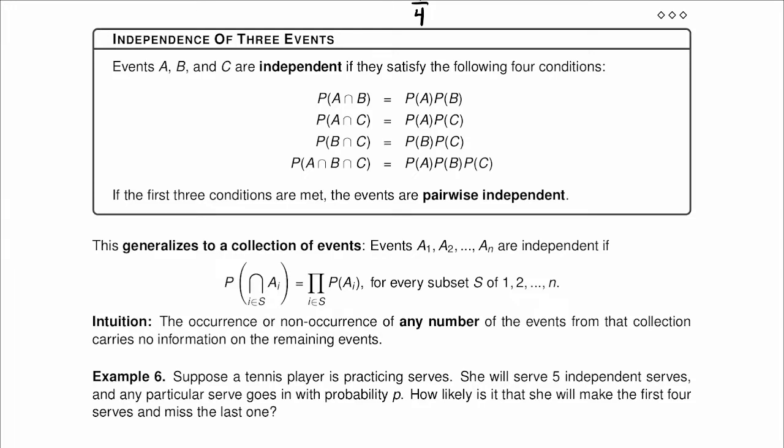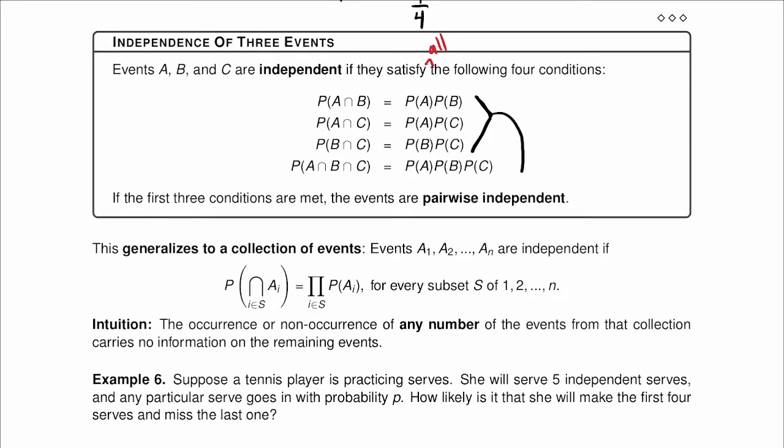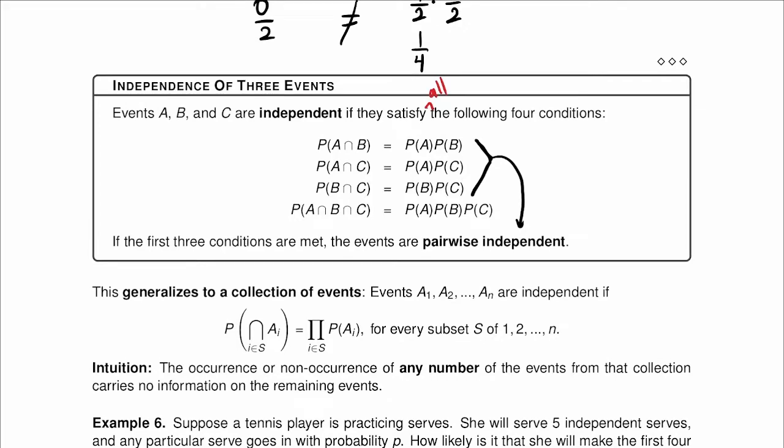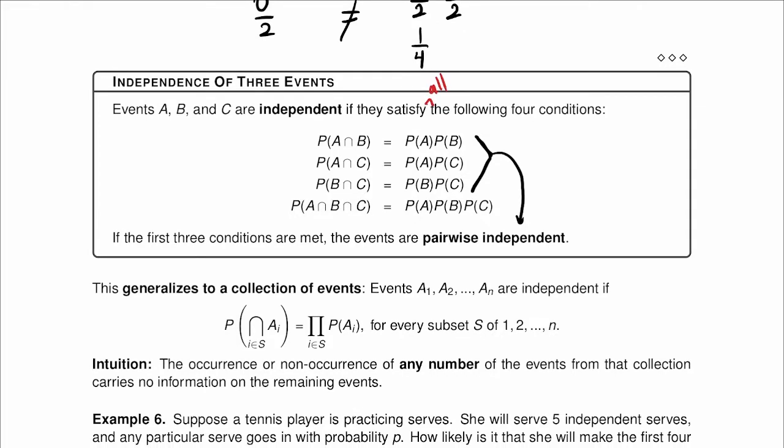Okay, now we are going to talk about the independence of three events. We will say that the events A, B, and C are independent if they satisfy all the following four conditions. If the first three conditions are met, the events are pairwise independent. They are basically the conditions we already saw for independence in the case of two sets. But we need all four conditions to say that the events are independent, okay?